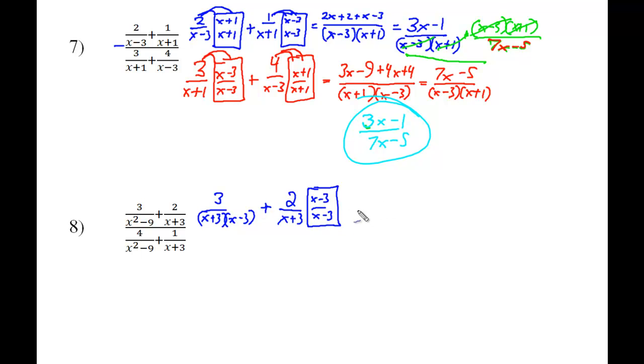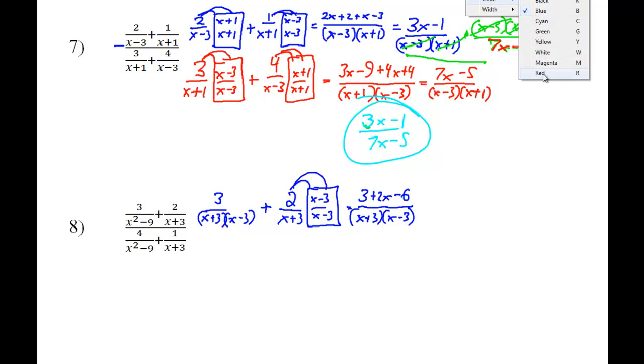Alright, time to do some distribution. This is going to be 3, and then plus 2x minus 6, as this jumped in there, over x plus 3, x minus 3. And I'm going to keep this out just in case I have to do some simplification. All right, let's go change to red.